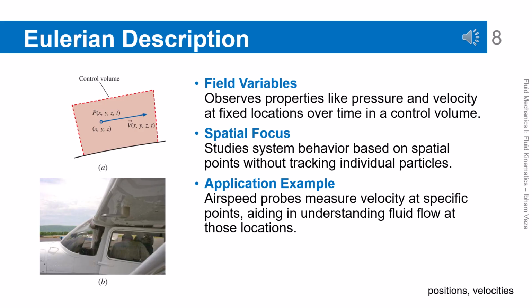Eulerian description. The Eulerian approach does not follow individual particles, but observes flow properties at fixed points in space. Velocity, pressure, and other properties are expressed as functions of position and time. This method is much more practical for engineering analysis because there is no need to track particles individually. An example is measuring airspeed using a probe at a specific location. This approach forms the basis of field equations in fluid mechanics.